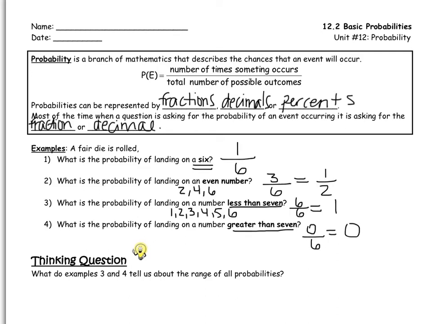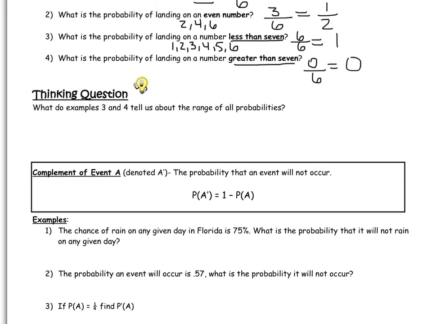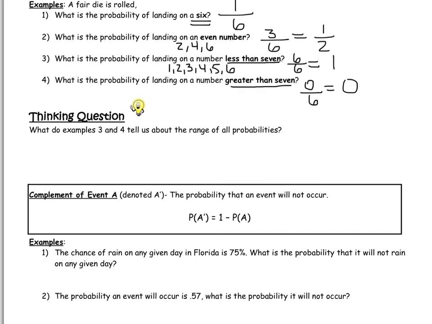So my question for you now is, what do examples 3 and 4 tell us about the range of all probabilities? So the range of all probabilities really goes from 0% chance of it happening to 100% chance of it happening. So it's either never going to happen, 0, or it's always going to happen, which is 100. So this we'll say is never happening or always happening.